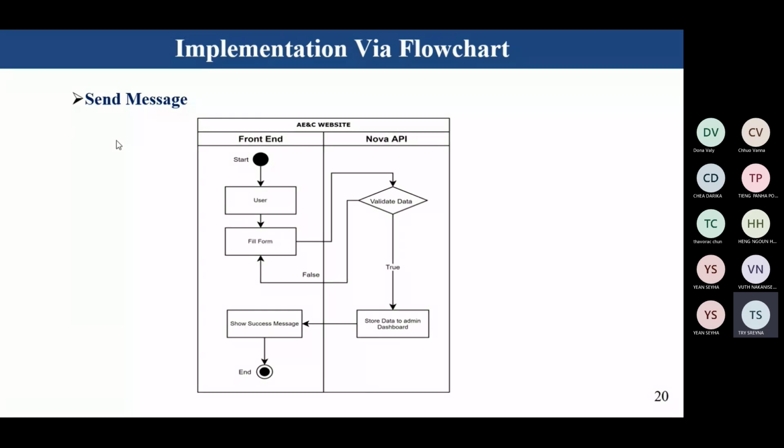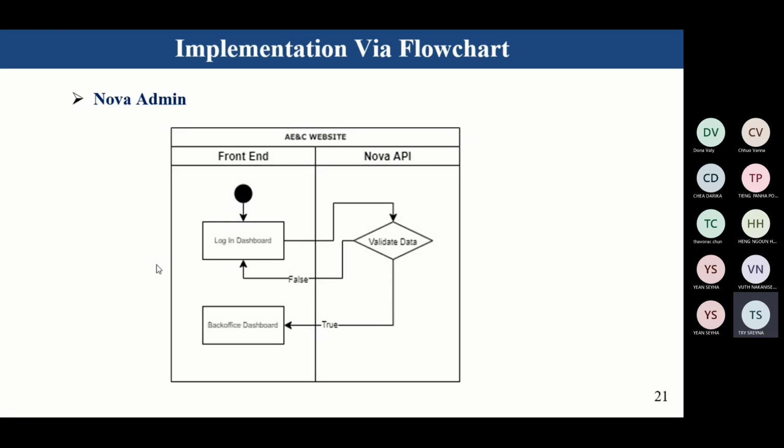For the send message implementation, the user can send a message to the admin, and the Nova API authenticates the user by the information they type in. We start from the user filling in the form, and then the Nova API validates the data. If it is true, it stores the data to the admin dashboard and stores the message at the end of the process. If the validation is false, it requires us to fill in the form again.